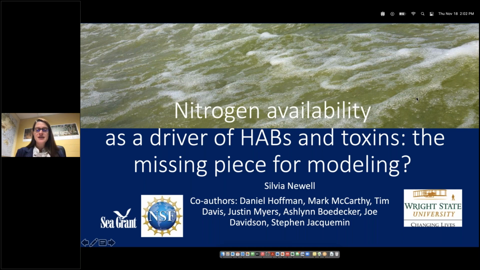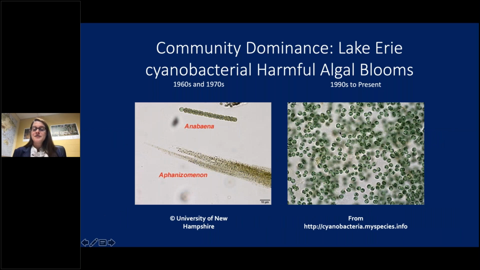So anyway, today I'm going to talk to you about nitrogen availability, both as a driver of harmful algal blooms, but also whether it might be the piece we've been missing in terms of being able to model microcystins and possibly toxins in general. As everyone in this webinar knows, I'm sure, Lake Erie has had a cyanobacterial harmful algal bloom problem for a long time. But back in the 60s and 70s, our main culprits were Dolichospermum, Anabaena, and Aphanizomenon. And now we have Microcystis.